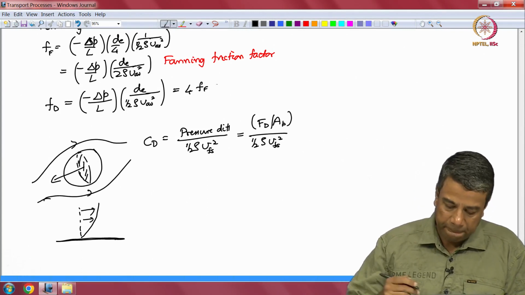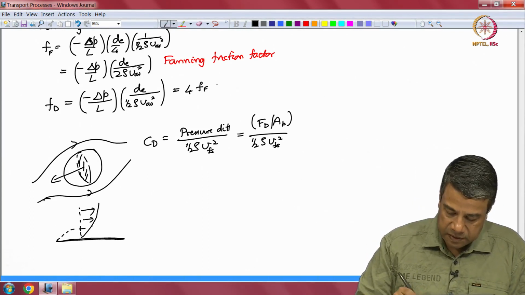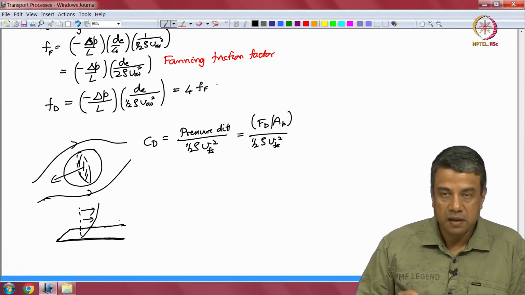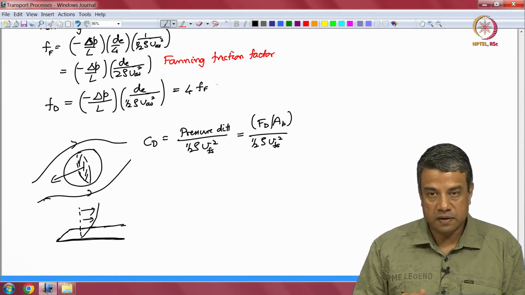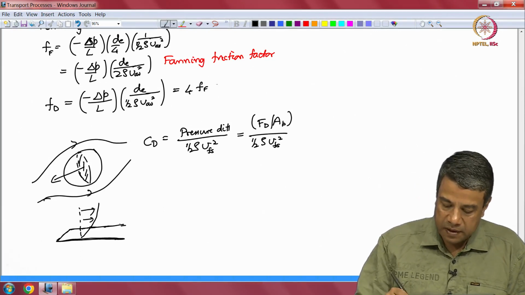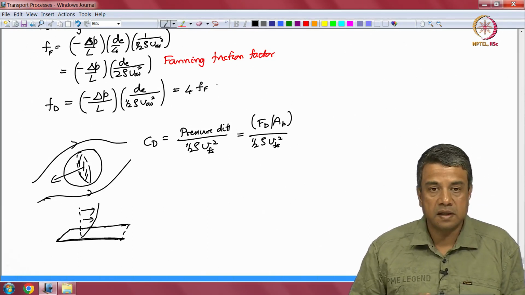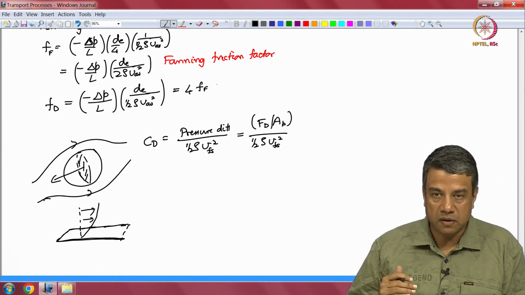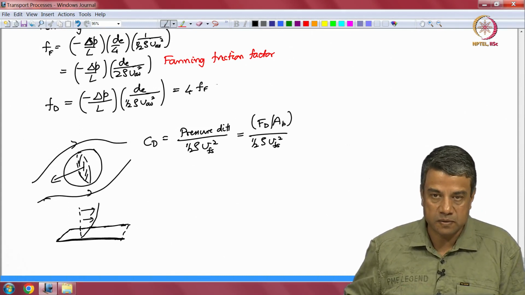So, if I had a flat plate like this, for example, and there is flow past the flat plate, the net force, the drag force on this flat plate cannot be divided by the projected area, because the projected area is virtually 0. There is virtually no cross section of the plate that is being exposed to the fluid.